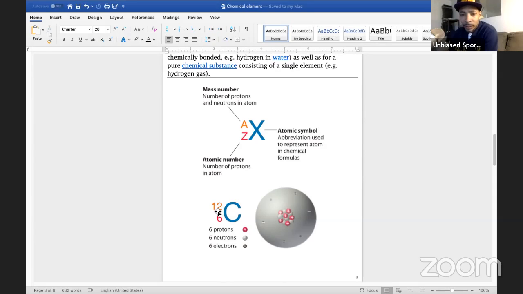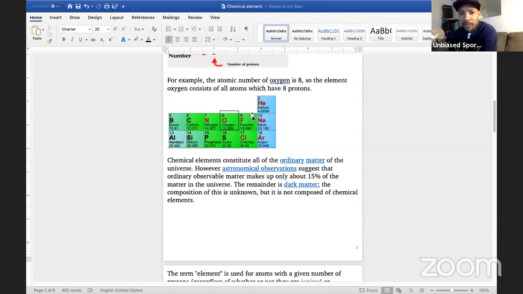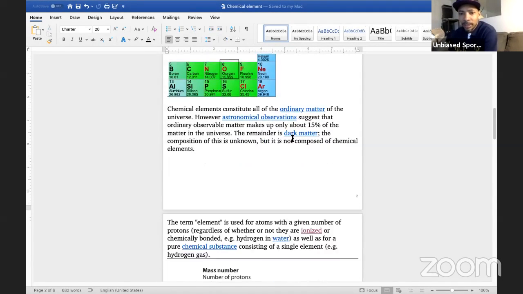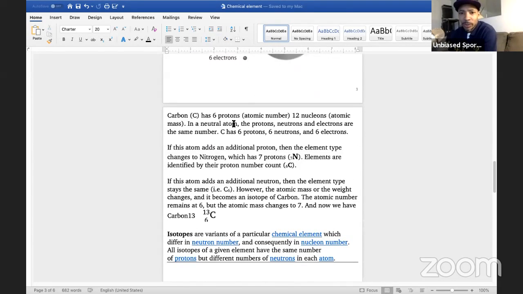All right. Then the 6 is the number of protons. 6 represents which atom you are dealing with. When you see the number 6 as the element, you're dealing with carbon. And if you got 7, it's a whole different element. You're dealing with nitrogen, oxygen, fluorine, neon. Okay. So carbon has 6 protons, okay, the atomic number, and 12 nucleons, the atomic mass. Don't forget, nucleons is nothing but neutrons and protons together in the nucleus.